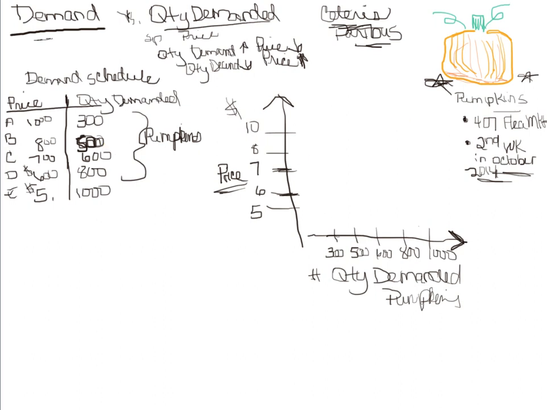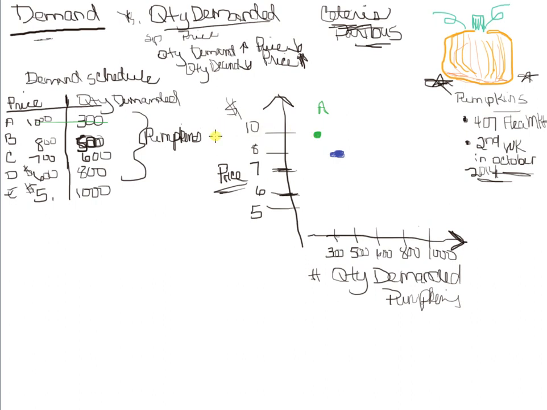All right, so now I can begin to plot that. For scenario A, it's going to land right here where the 300 and the $10 meet, and that wipes out that one. And for scenario B, it's at the $8 and 500 mark, and it lands right out there.